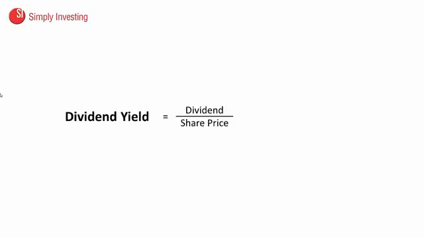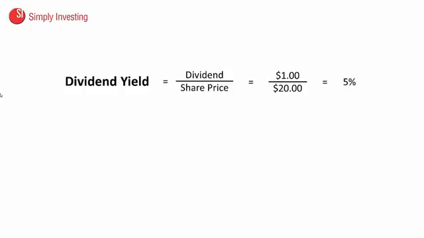So if we look at the same example we were looking at previously, and if the company is paying $1 a dividend per share, and the share price today is $20, your dividend yield would be 5%. So it's 1 divided by 20, which is 0.05, and we convert that into a percentage, and we end up with 5%. So what does the 5% mean? It basically means that this is the return on your investment.